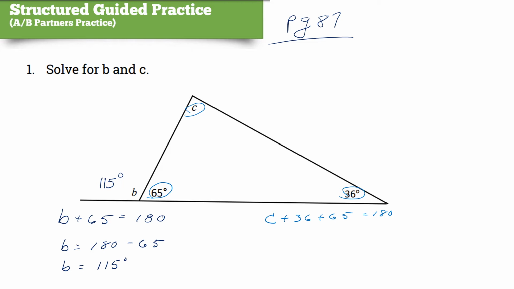This is way too much work. C plus 36 and 65 is 101, equals 180. C is going to equal 180 minus 101. Way too much work, huh? What's that? 79. Okay, that's way too much work, say.